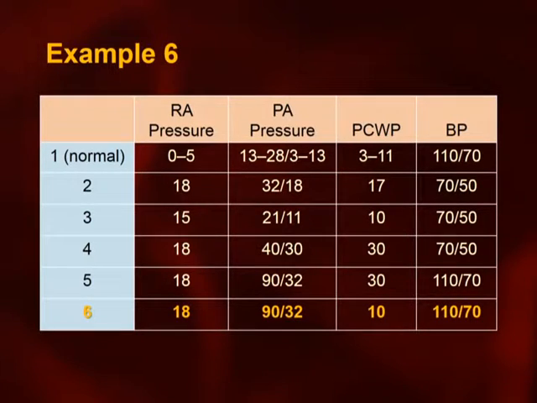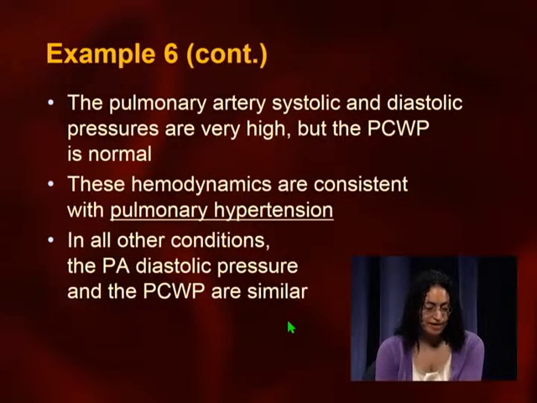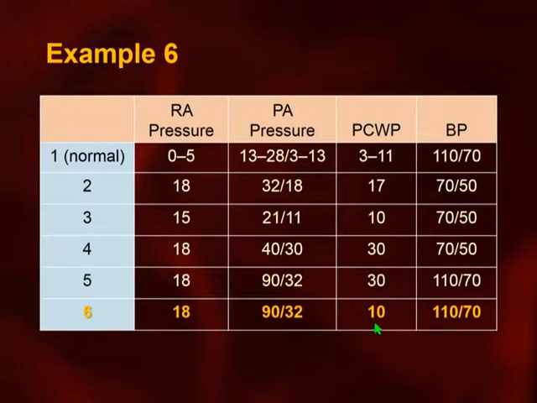Okay, example 6. The RA pressure is elevated, 18. The PA pressure is extremely elevated, 90/32. But the wedge is normal, and the blood pressure is normal. So something is isolated to the right heart, and something is making the PA pressure very high. That's pulmonary hypertension. That's probably primary pulmonary hypertension isolated to the pulmonary arteries and not coming from the left heart because wedge pressure is normal.